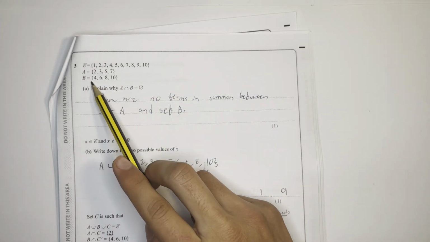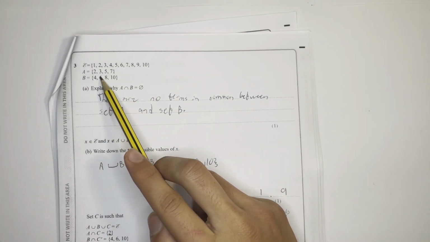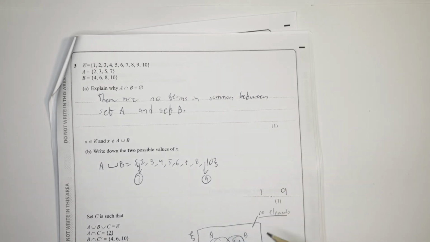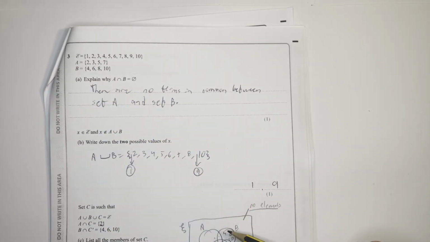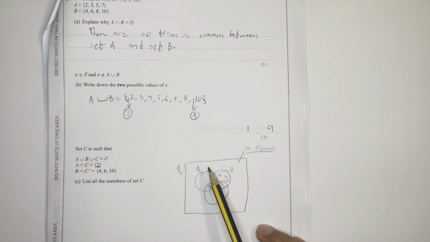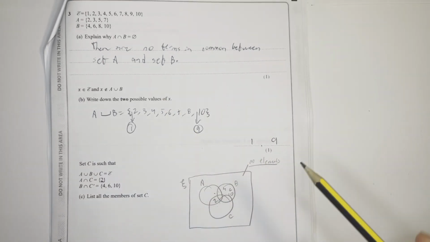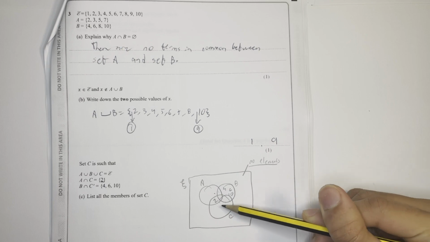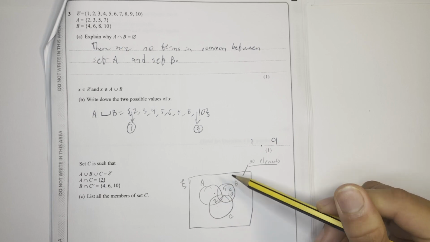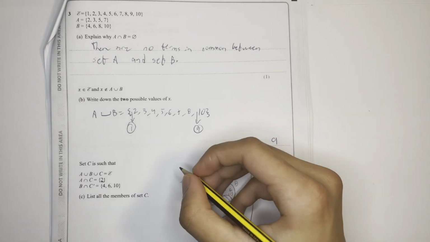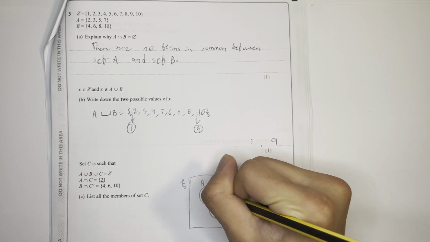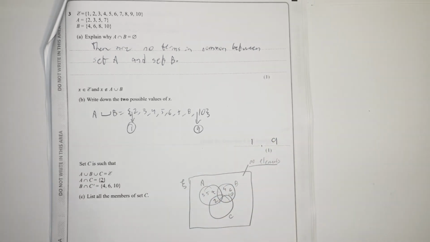And we already know, looking at B, that B neither has 3, nor 5, nor 7. So 3, 5, or 7 can't be present in this circle. They can't be present in this circle either. Meaning the only place where 3, 5, and 7 can be present is in this circle, which is the main A region.